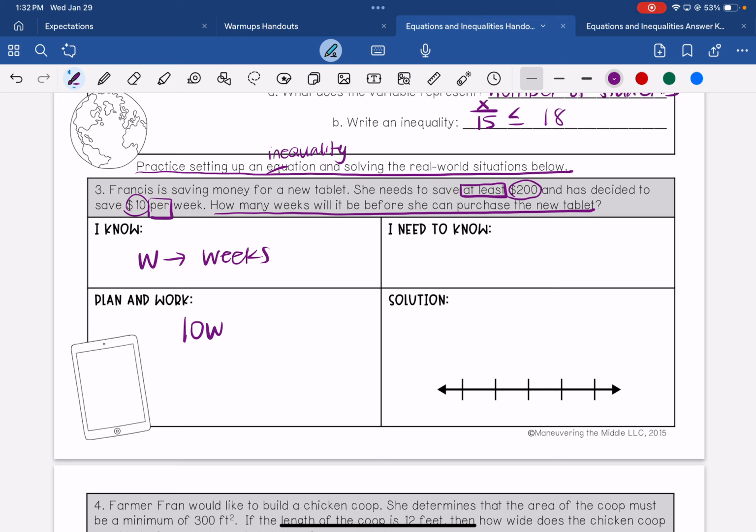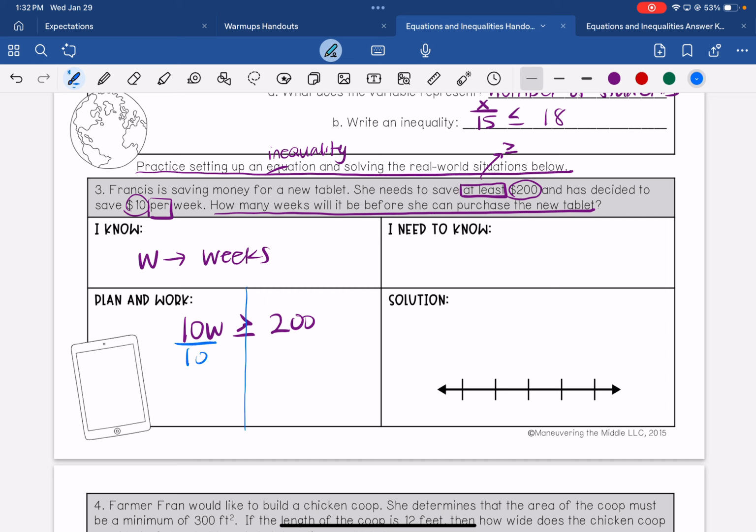For our inequality symbol, we've talked about this already, at least. If you want to annotate above this to maybe show that that means greater than or equal to, you can do that. So this would be 10W is greater than or equal to 200. All right, now we are ready to solve. You know, I like to draw my line down my inequality symbol.